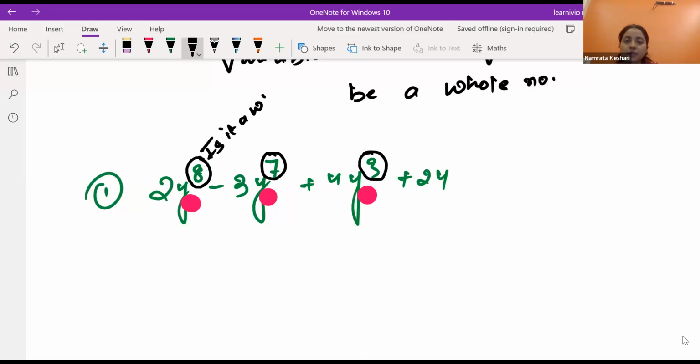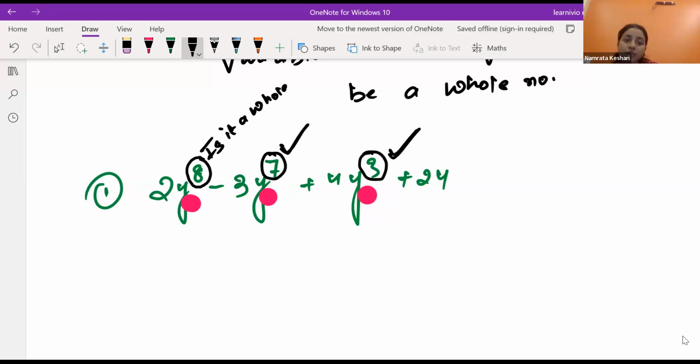What is a whole number? Numbers starting from 0 to infinity. All counting numbers starting with 0. So this is also a whole number, 7, and this is also a whole number. So we need to check the power.